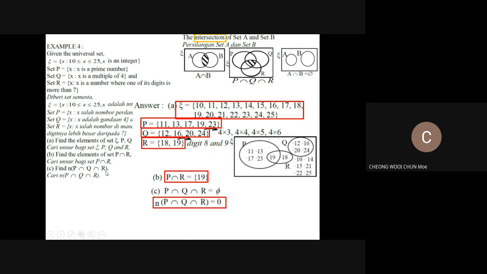Then part C: find the number of elements of P intersect Q intersect R. Before you find the number of elements, find P intersect Q intersect R. Do three of them touch together? None. So it's the empty set, it doesn't happen. So the number of elements is zero, because there is nothing. Either you put two brackets with nothing inside, or write zero.